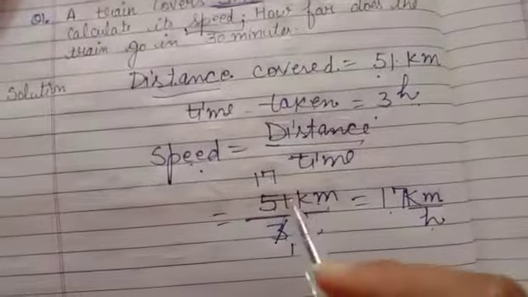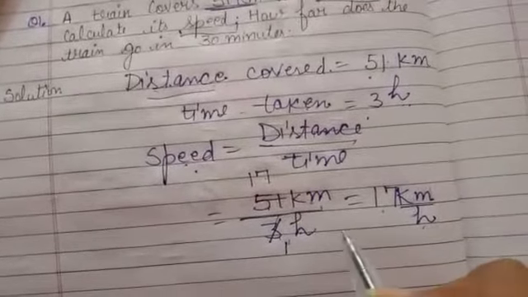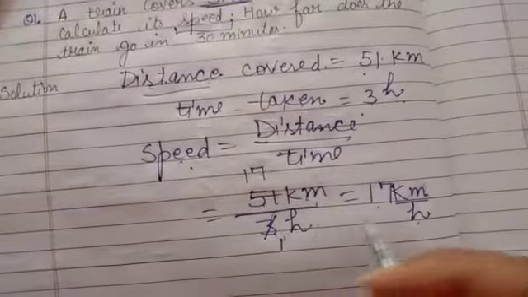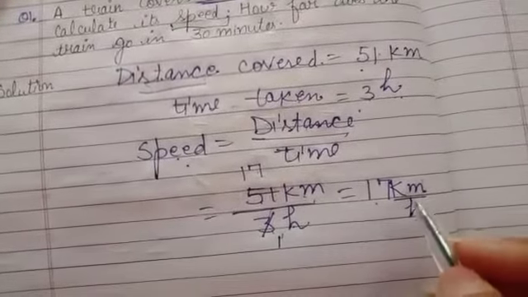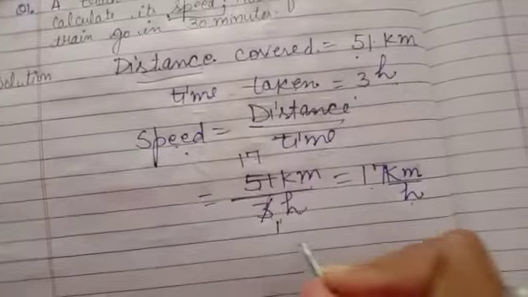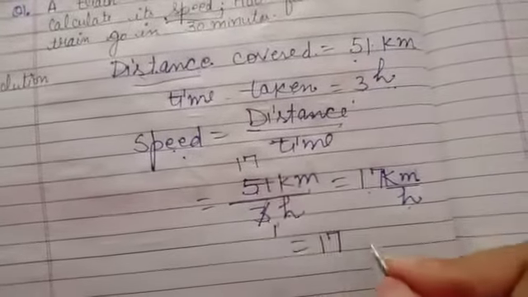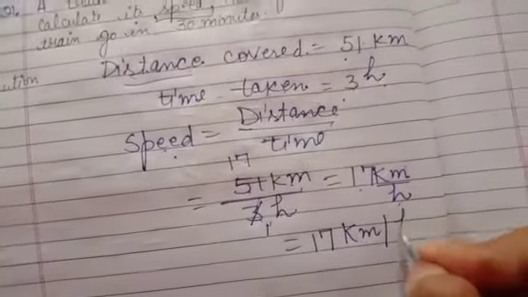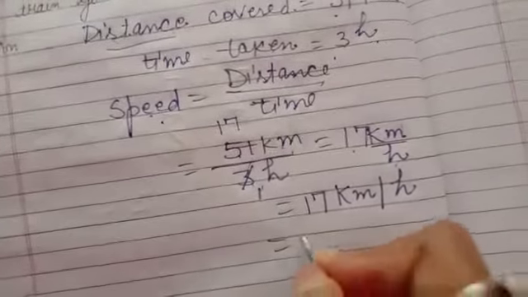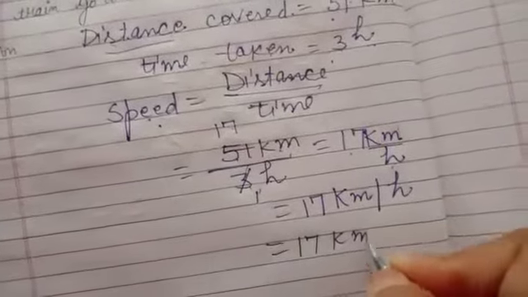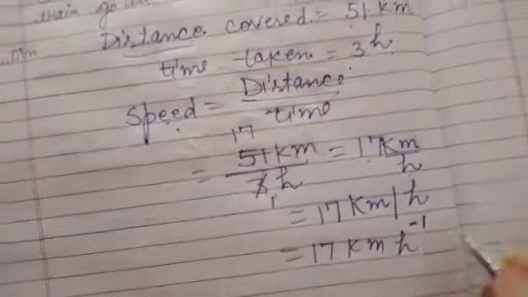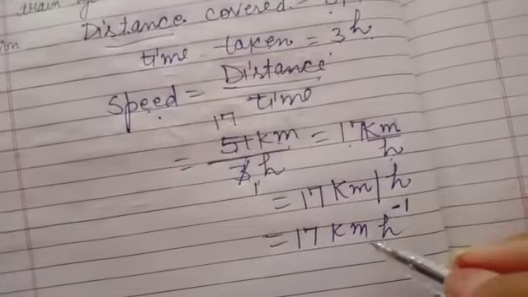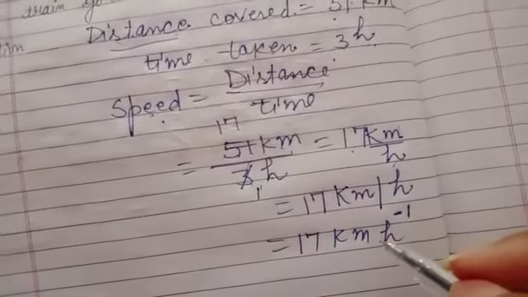Units are a must in these questions, beta. If you do not write the units, then the teacher will deduct marks. So you can write it like this, or kilometer will be as it is and you can write it by putting a slash, or you can write it as km h raised to the power minus 1. All three methods are right. You can adopt any one, but units must be with the answer.